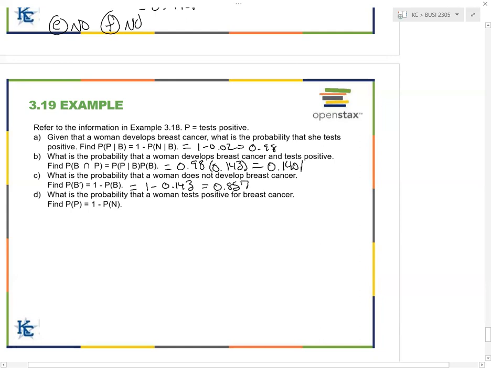What is the probability that a woman tests positive for breast cancer? We want to find that probability again with the complement. So we have 1 minus 0.85, so 0.15.